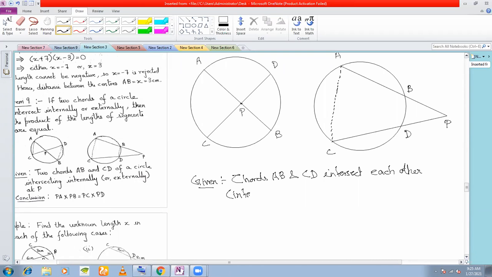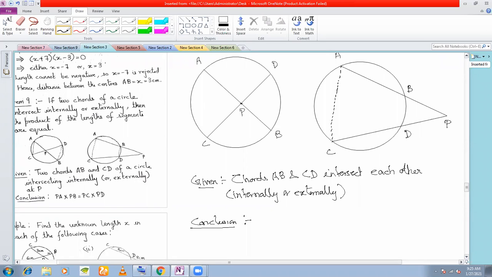Internally or externally. Okay. Whether internally or externally, in both the cases this is going to work. Then my conclusion is that the product of the length of the segments must be equal. Look at the first figure.